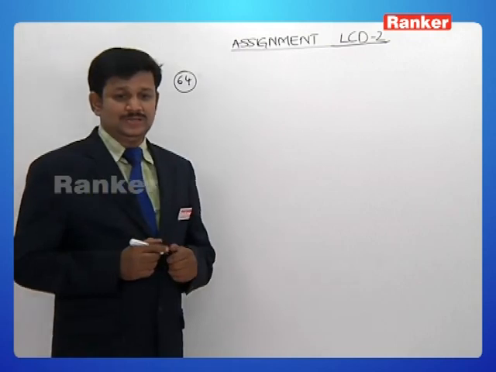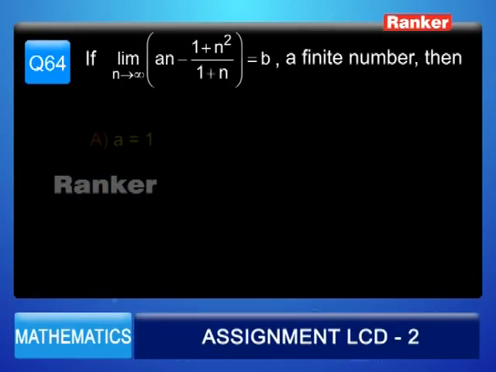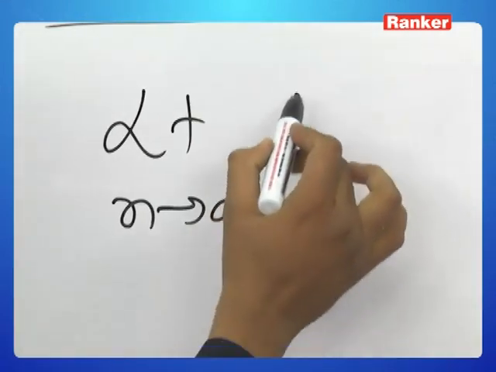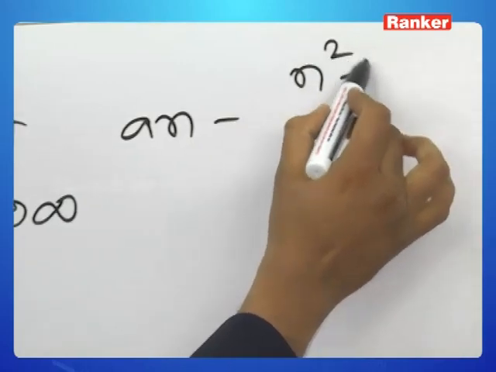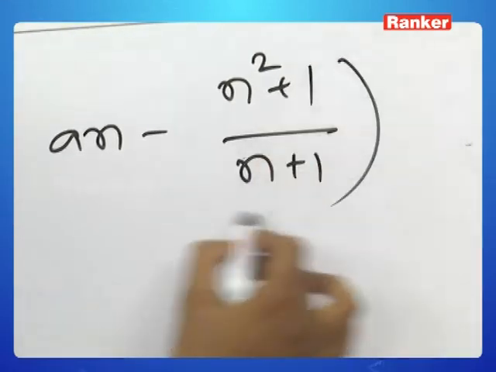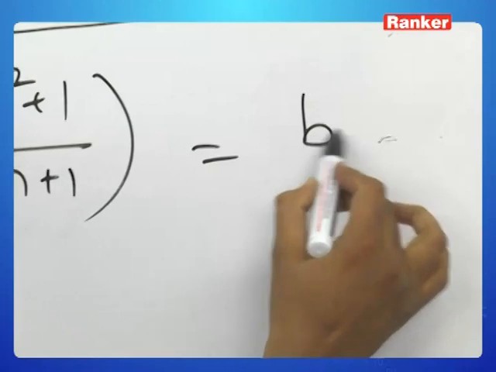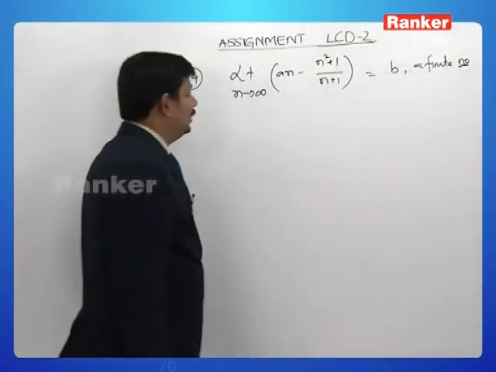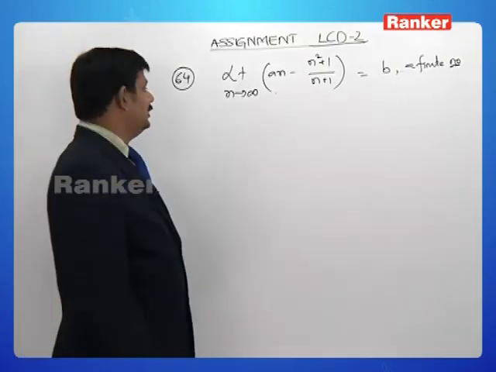Next question. If limit n tending to infinity of (an minus (n square plus 1) by (n plus 1)) is equal to b, a finite number, then option A: a is 1 or 0, option C: b is 1, or option D: minus 1. So given that limit n tending to infinity of an minus (n square plus 1) divided by (n plus 1) is b, a finite number, we need to find the values of a and b.